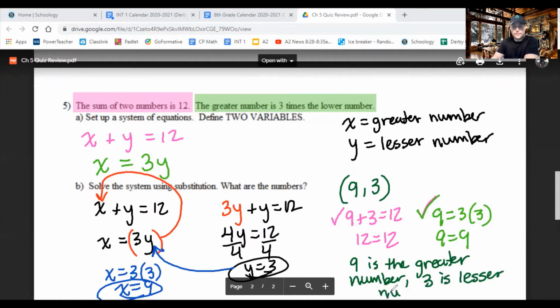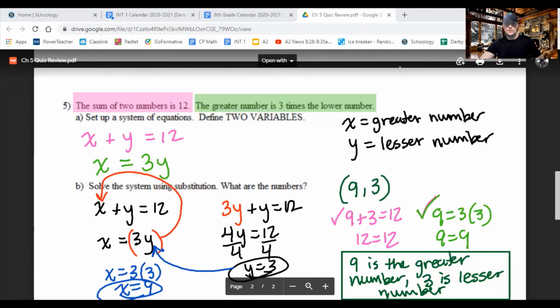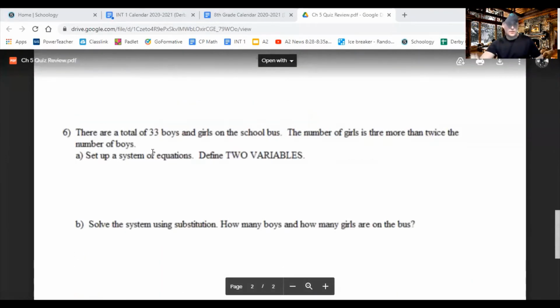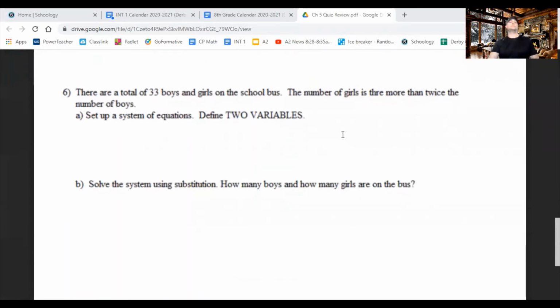All right, story problems, it's best to write your answer in a sentence. You can't go wrong that way, even if there's no context to the situation like in this one. Let's take a look at one more. This next one has to do with the number of boys and girls on a school bus. So number 6, there are a total of 33 boys and girls on the school bus. The number of girls is 3 more than twice the number of boys. Set up a system, define the variables, and solve the system to answer how many boys and girls there are.